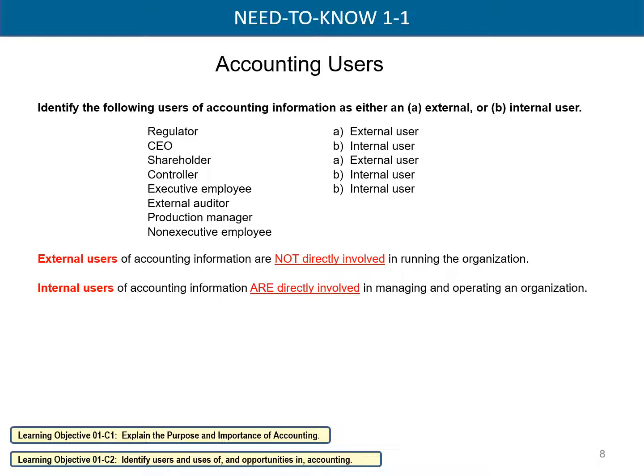External auditor, they kind of give it away with the title. That's an external user. A production manager, that's somebody that is directly involved in managing the organization, so that's an internal user. And a non-executive employee is an external user. Those are folks that aren't directly involved in running the organization, and that's why they're calling that an external user. Okay, hope you did well on those.